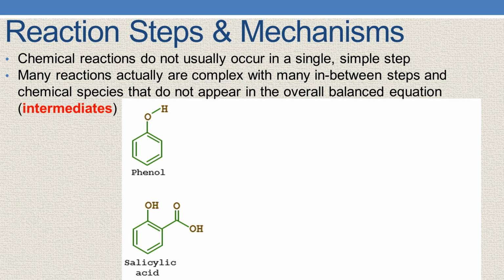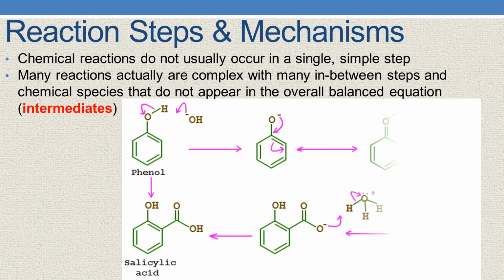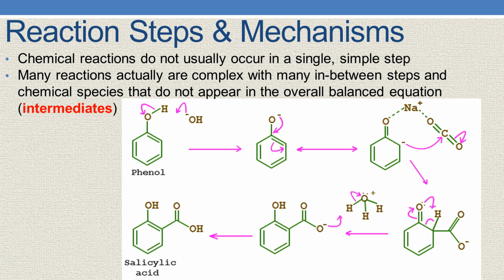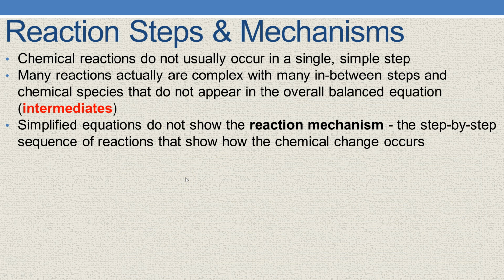Let's say we have phenol plus something else that is going to react and make salicylic acid. It's not quite that simple. There's a whole bunch of other reaction mechanisms that we're not actually showing. All those different things are intermediates. Those don't actually appear in the chemical equation. The carbon dioxide will, but that's about it. The simplified equation doesn't even show the reaction mechanism.